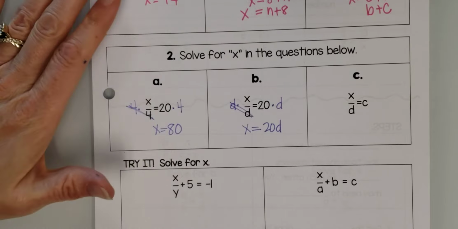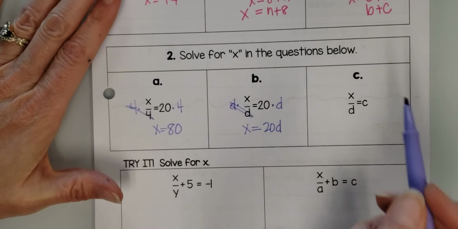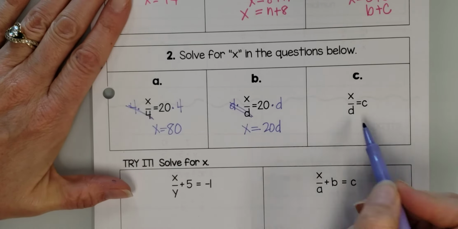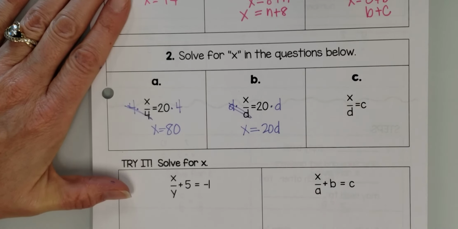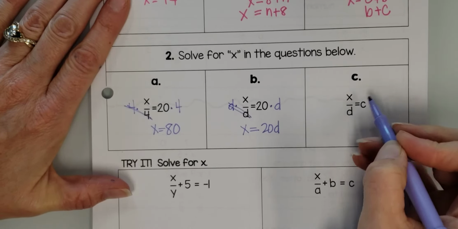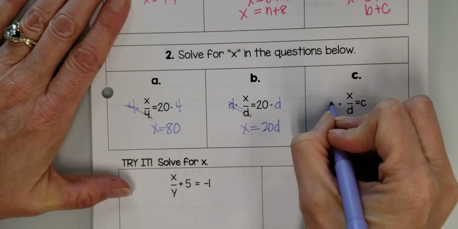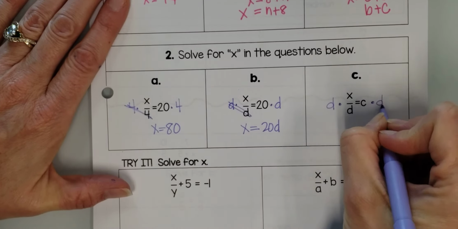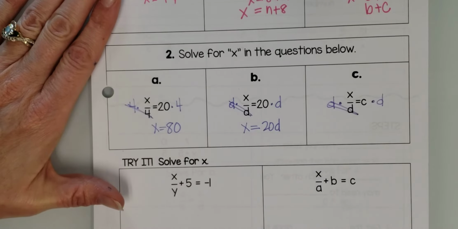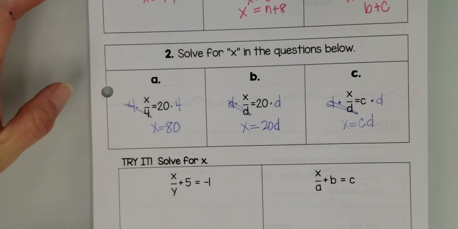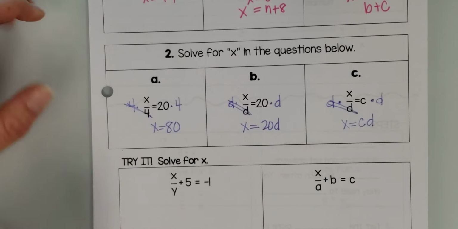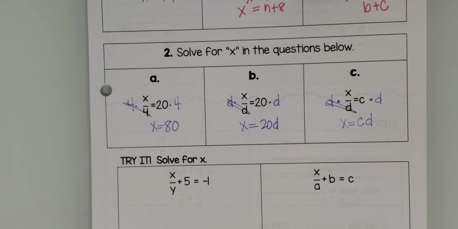That's it. Okay? So now let's talk about it if we have a variable over here. So we had a number and a number. Now we have a variable and a number. Now we have all variables. So again, we're solving for x. We're going to multiply both sides by d, because that's what cancels those out. And we get x equals cd. Okay? C times d. I just throw them together like that. That's how you write it.